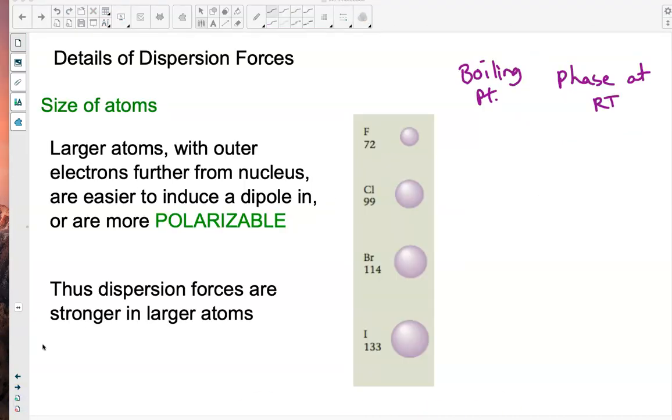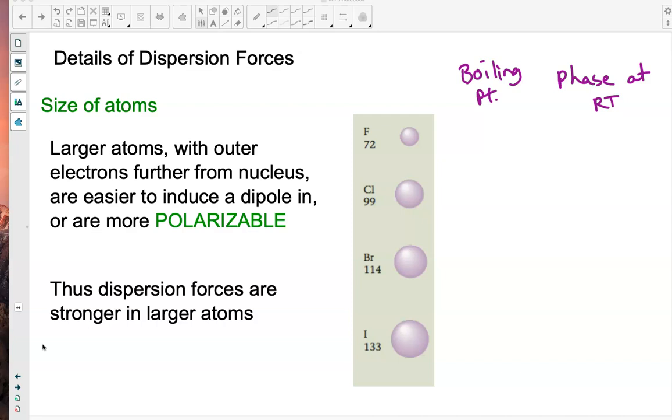So let's look at some details about dispersion forces. And the first one has to do with when dispersion forces are stronger. And so let's first look at the size of atoms. What I've shown here in the figure is the relative size of the halogen atoms, fluorine, chlorine, bromine, and iodine. And as you go down the column of the halogens, the size gets bigger and bigger.